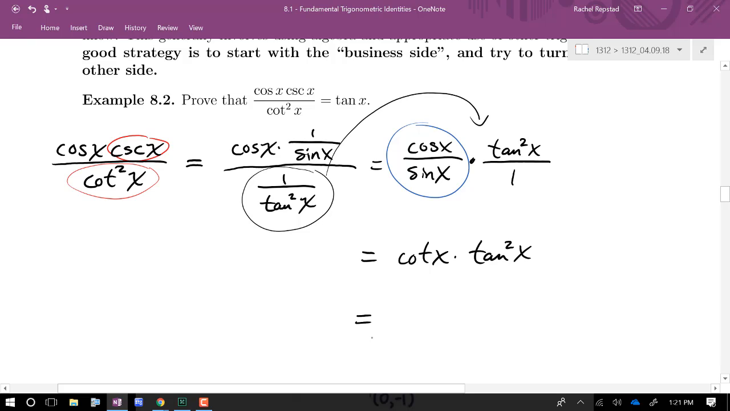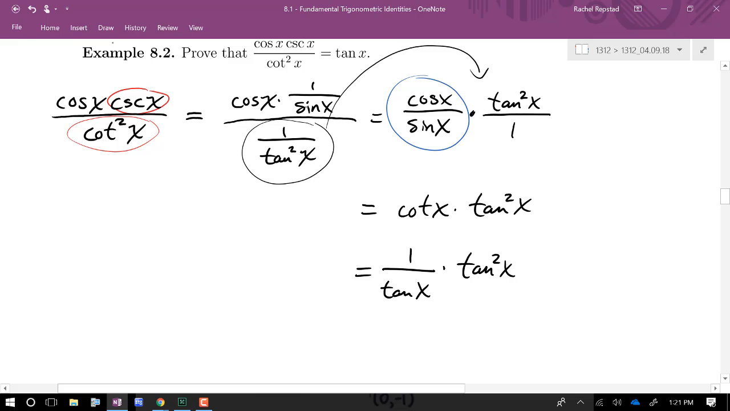Or 1 over. Yeah, so when I was saying there's a couple ways to go about this, one of the ways is to say that this cosine over sine is cotan, and then we could say, well, cotan is 1 over tan x, and then we have times tan squared. And then we can cancel, right? We've got a factor of tan on the bottom, we have a tan squared on top, so we just get tan x.